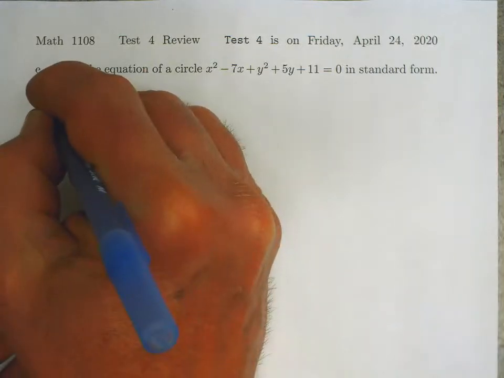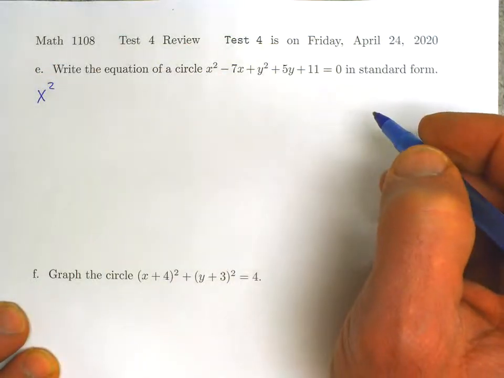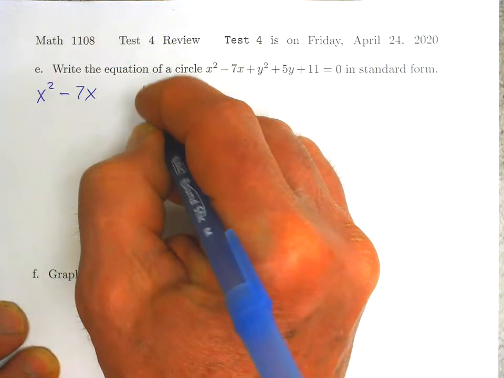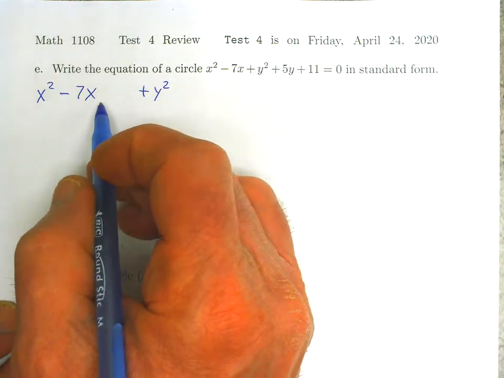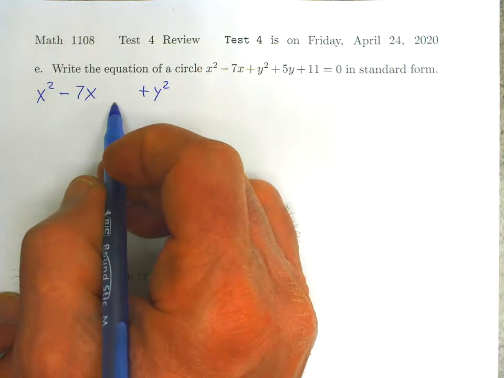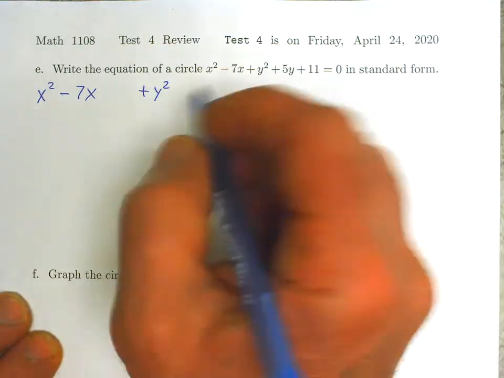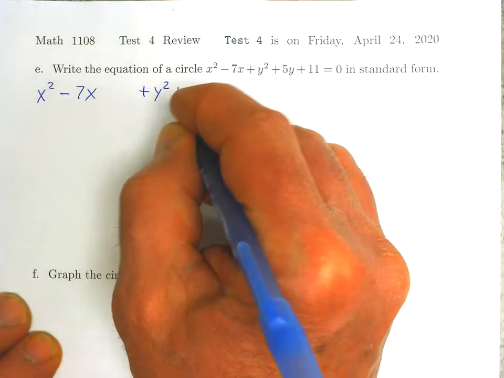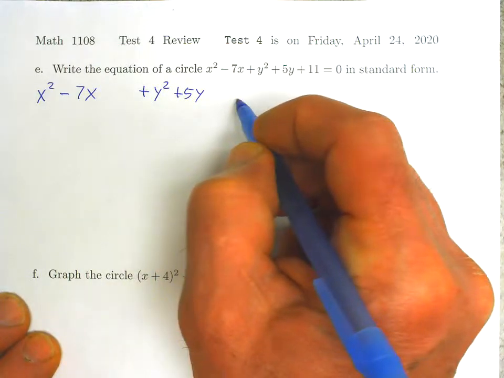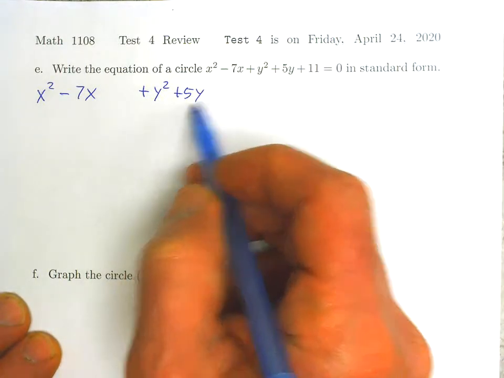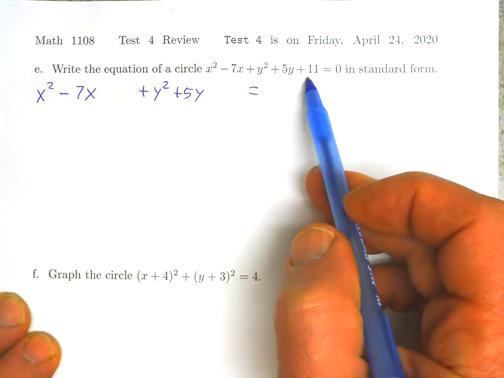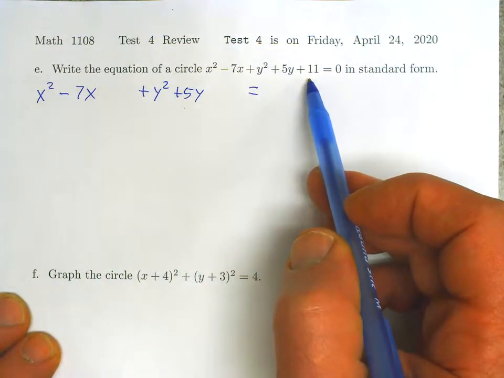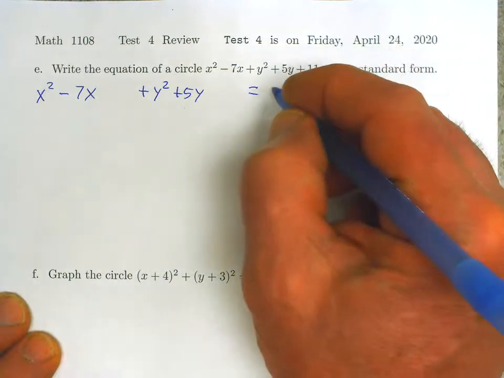Okay, so we'll write out x squared minus 7x. We'll leave some space before we put the plus y squared because the implication is we're going to create a perfect square trinomial by adding the appropriate number. And then we have plus y squared plus 5y. Leave some space again because we're going to create a second perfect square trinomial. And we want the constant moved to the opposite side. So we have to subtract 11 from both sides.